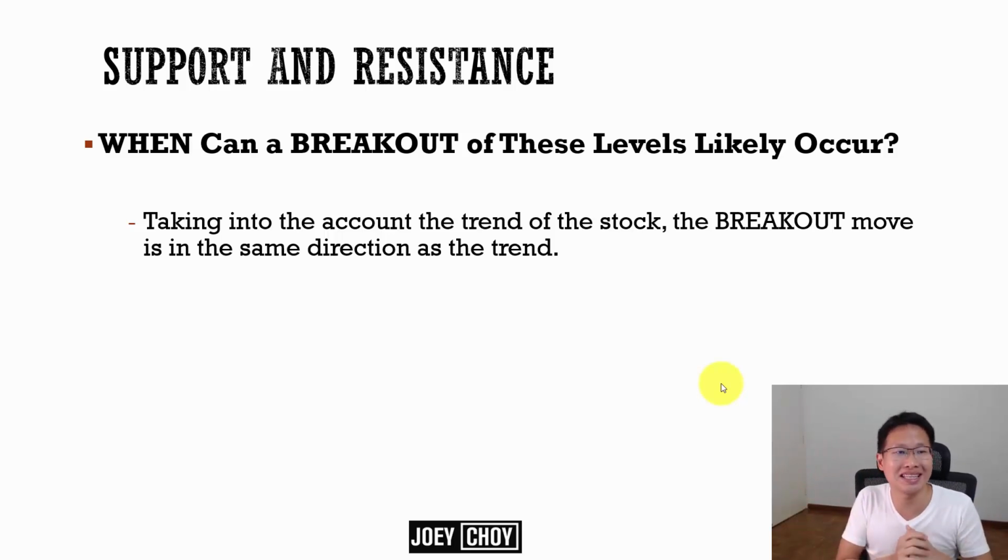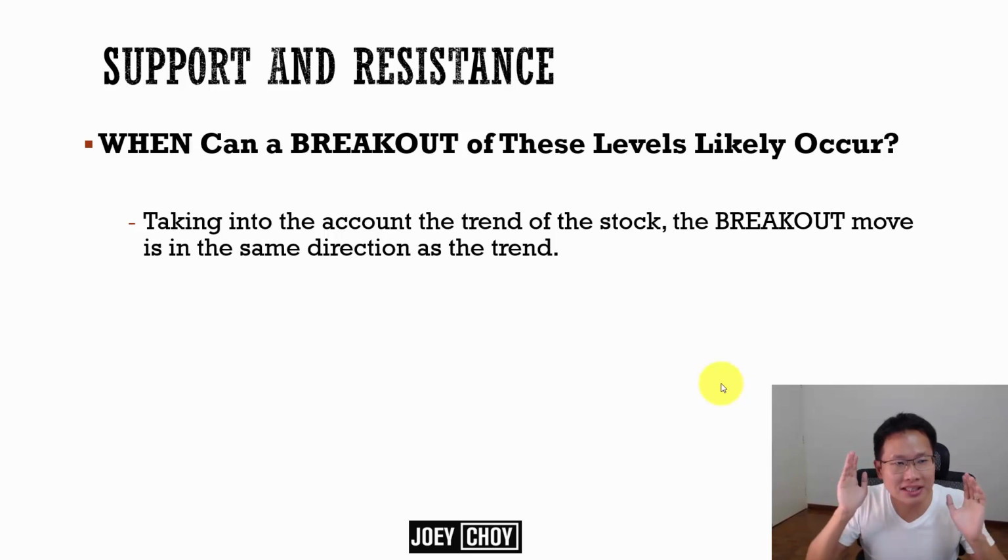Same thing when we are in a downtrend and we see a support level: there's a higher chance for this support to break down, rather than reverse higher. Of course, there's a possibility of that as well, but as I say, it's all about probability. When you trade, you have a plan. There's a higher chance for it to break down and push lower in a downtrend, especially when the support gives way.